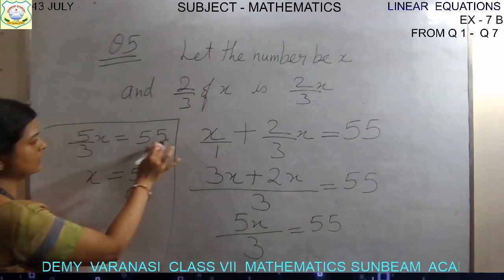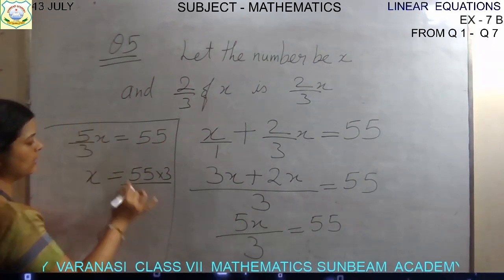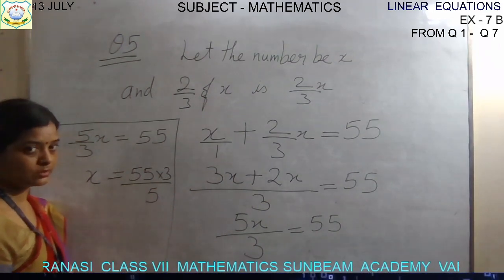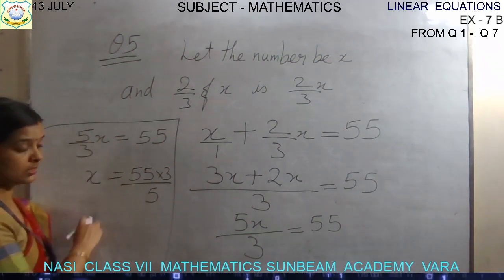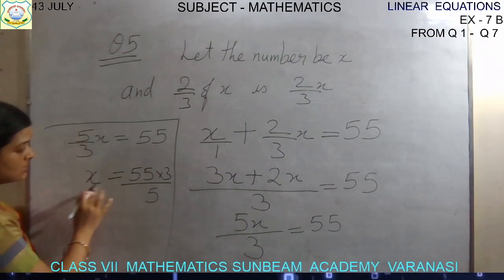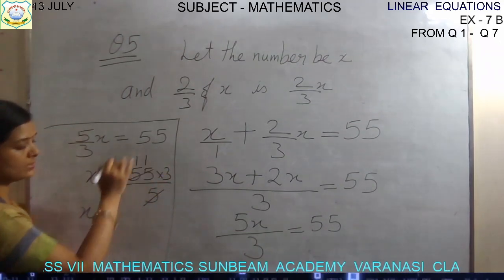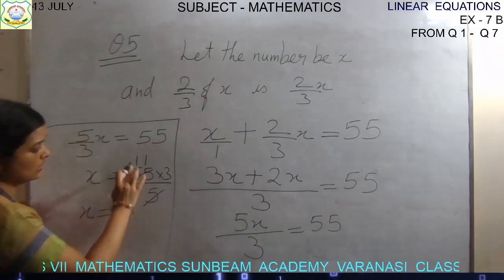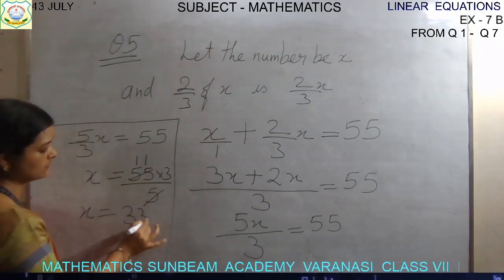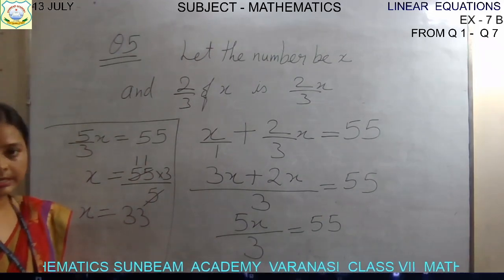Then 3 will multiply here with the numerator, divided by 5 will be in the denominator now. Just transpose these two numbers, 5 by 3. Now x is equal to, simplify: 5 ones are 5, 5 ones are 5, 11 times. 11 threes are 33. This is the answer. x is equal to 33.